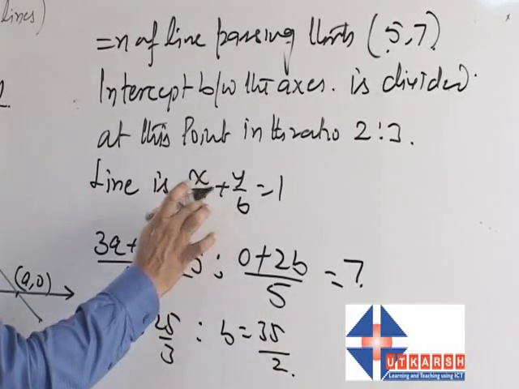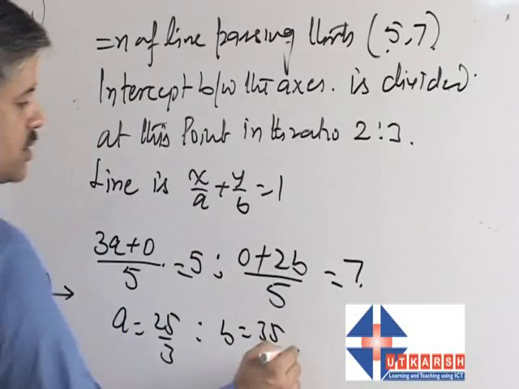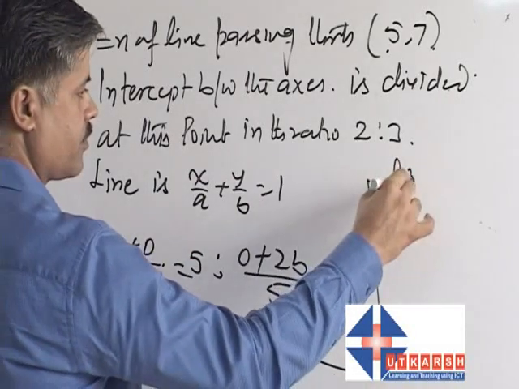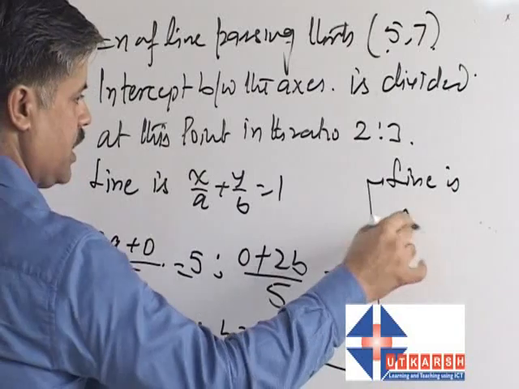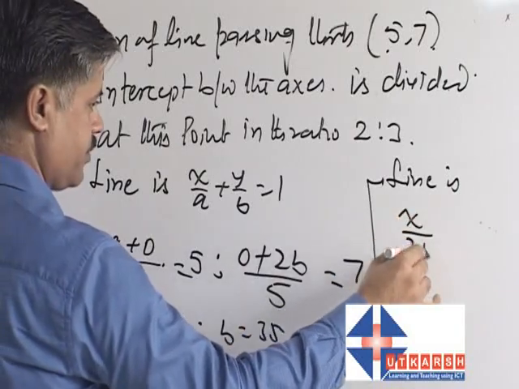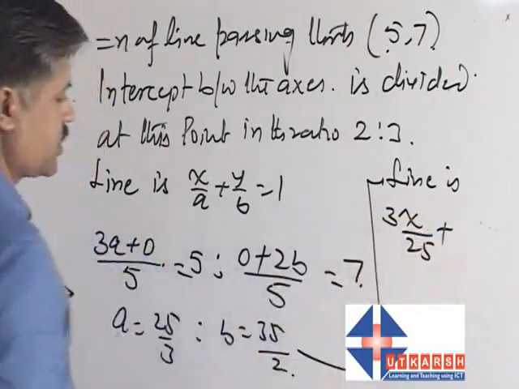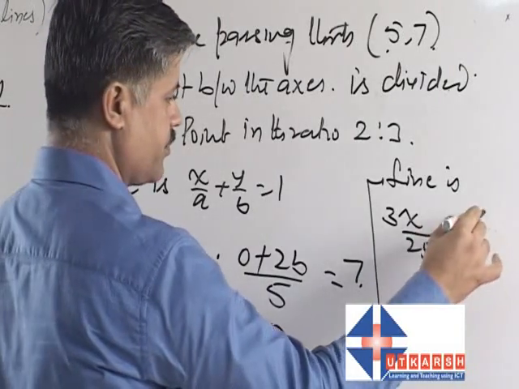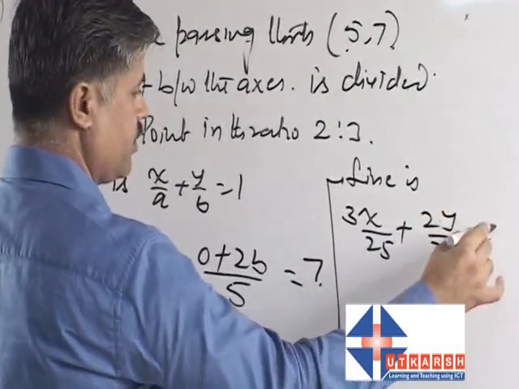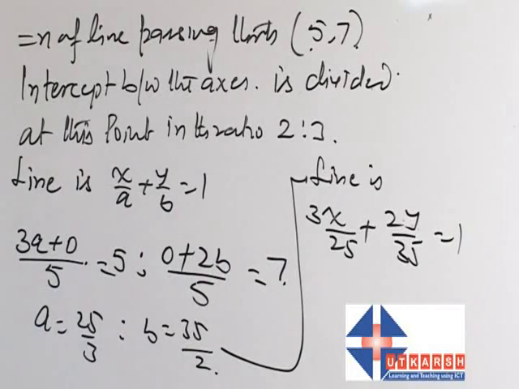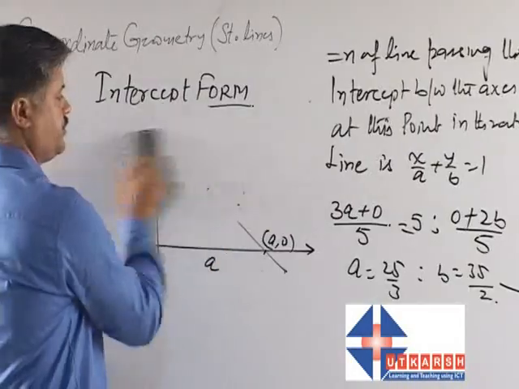So line comes out to be, यहाँ a और b को replace करो. So line is x/(25/3) + y/(35/2) = 1. Rest you can solve by taking the LCM and all that. This is the way. One more question I am taking on this.